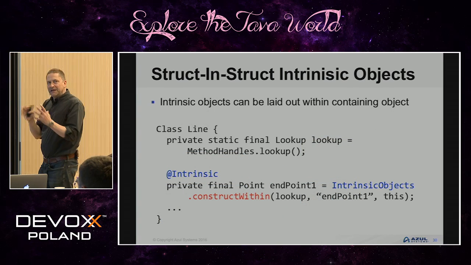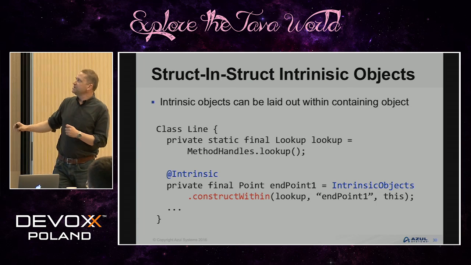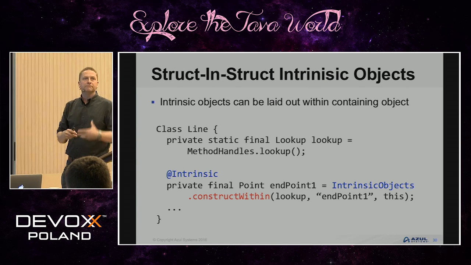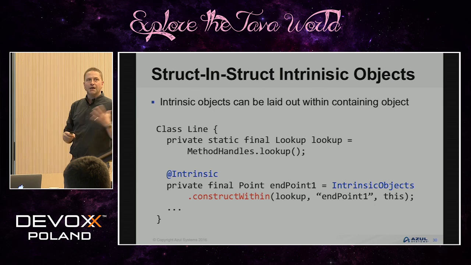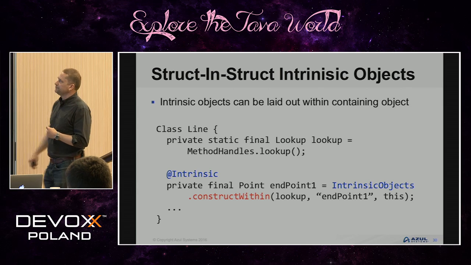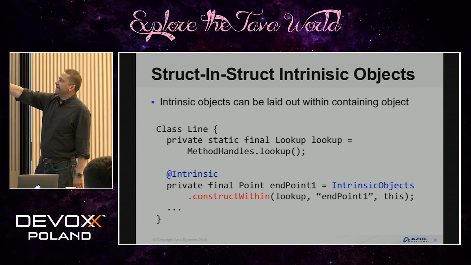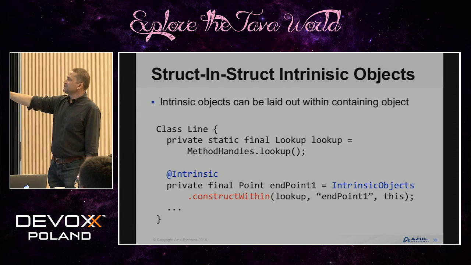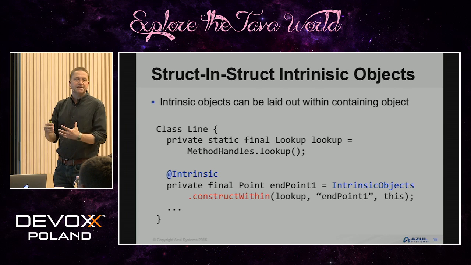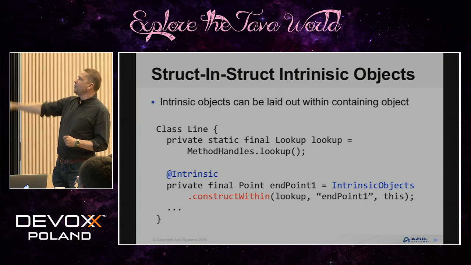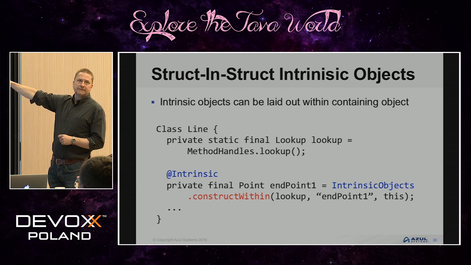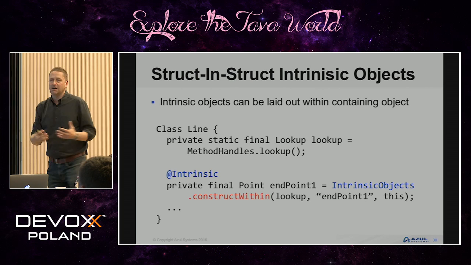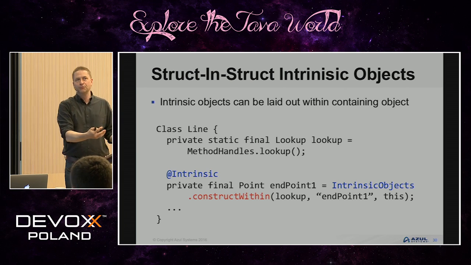So how do we do that? Well, we have to be a little bit more complicated with this. We have to give the compiler and the virtual machine a little bit of a hint about how this works. So if we want to create our line, we can have our endpoint 1, but this time, in terms of actually creating it, rather than just calling the constructor, we will use an intrinsic object or intrinsic objects class to create that object for us.